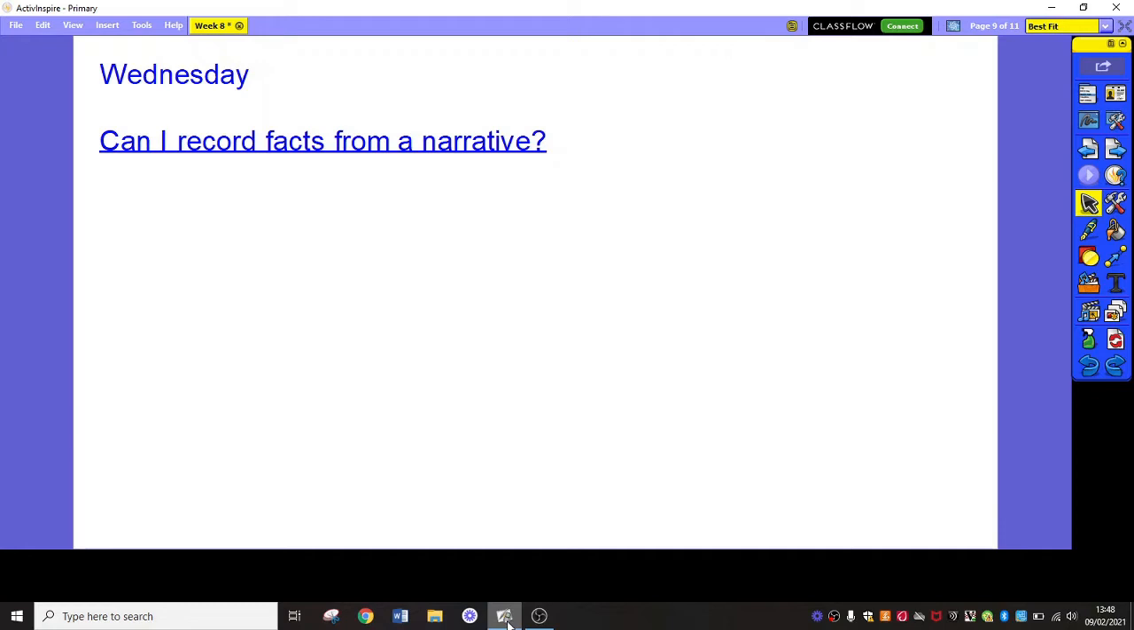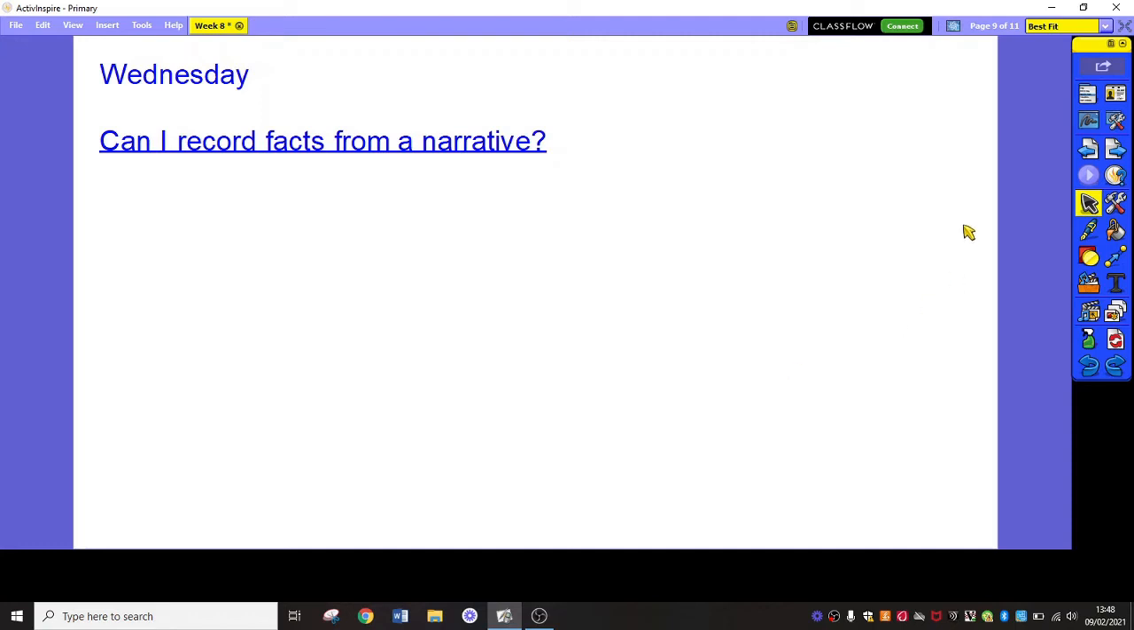Today you might recognise the learning objective. We are recording facts from a narrative again. So this week our learning journey so far has been to look at the first 6 trials of Hercules. Yesterday you summarised that and produced a cartoon looking at our story mountain and where we need to take our narrative for our trial. And today we are going to look at the next 6 trials of Hercules.